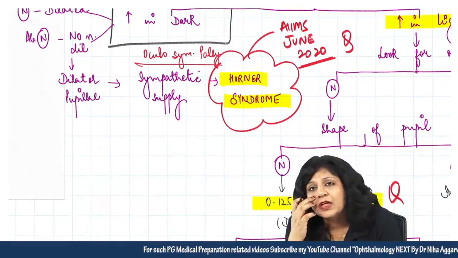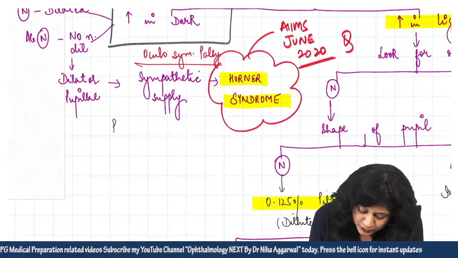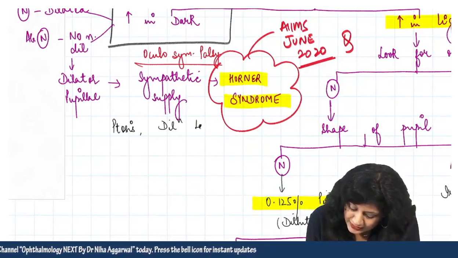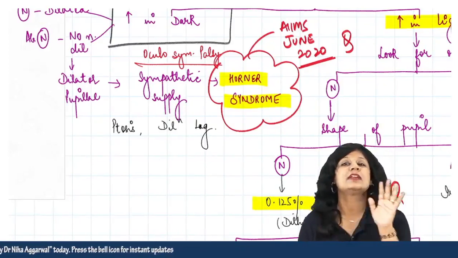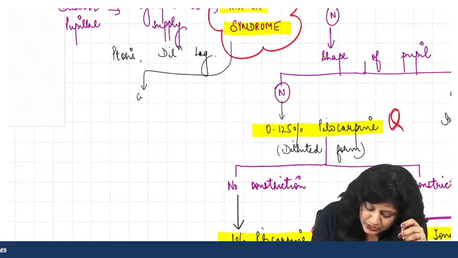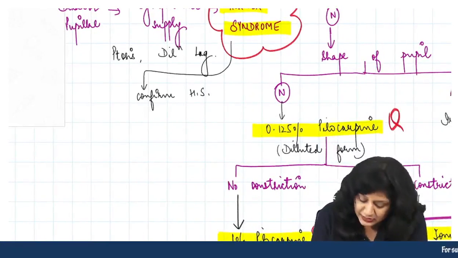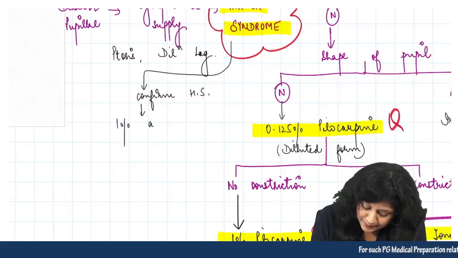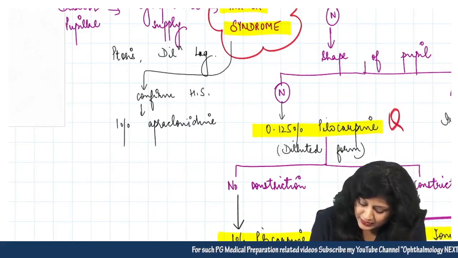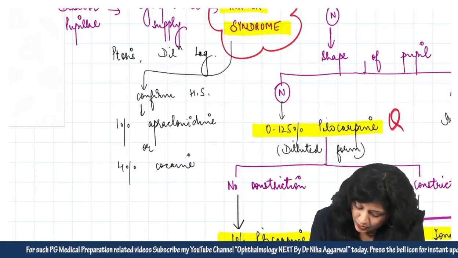Now, what are the things that you should look for? You should look for the ptosis also, then you should look for the dilatation lag also, then you will further come to know that this is a case of Horner syndrome only. Now, what should you do to confirm it? In order to confirm Horner syndrome, we can use 1% apraclonidine. Either I can use 1% apraclonidine, or I can use 4% cocaine.